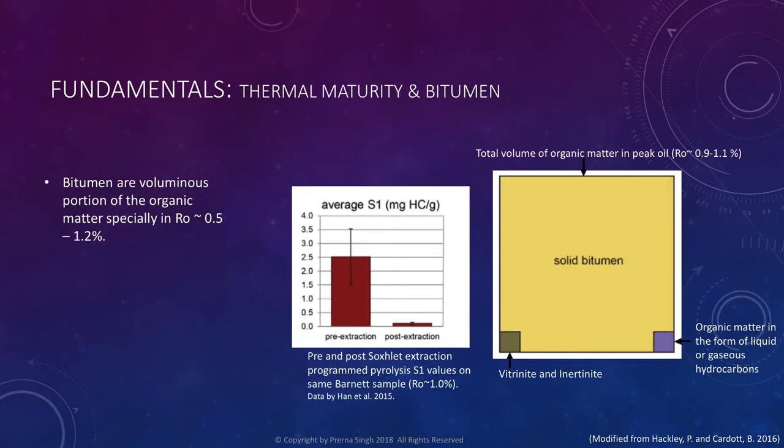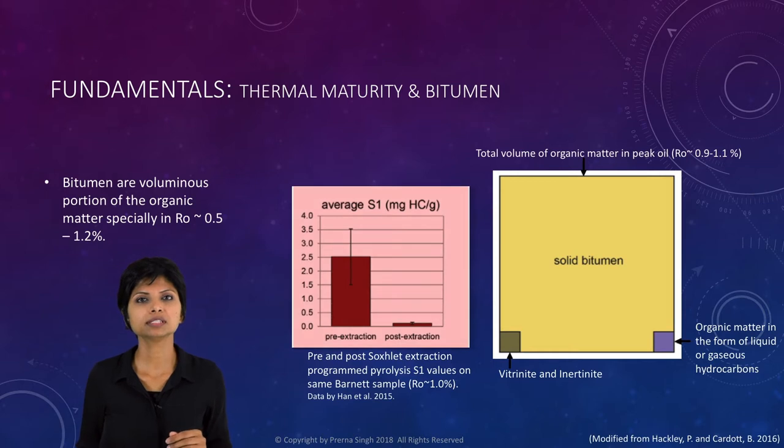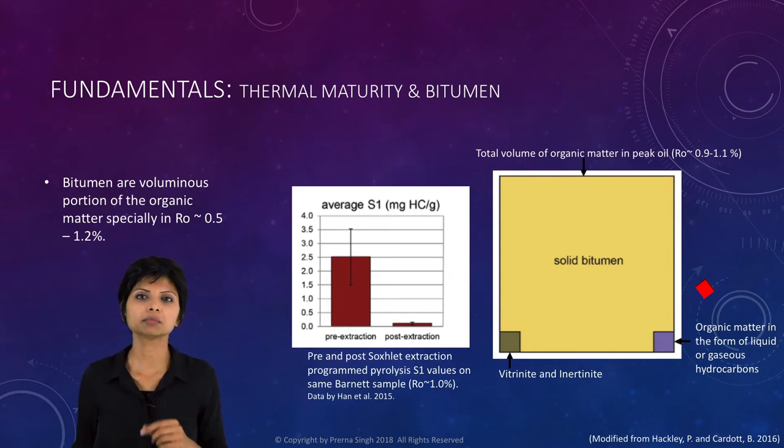Hackley and Cardott, in their publication, have shown that bitumen is a voluminous portion of organic matter in mature shales. Here are pre and post solvent extraction S1 values for a Barnett shale sample at about 1 Ro. Removal of most of the volume, as you can see, for the soluble solid bitumen in the post solvent extracted value confirms its significant proportion.